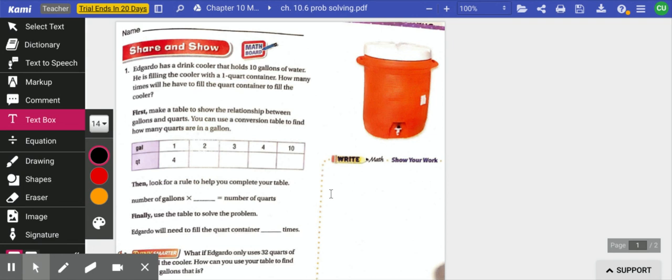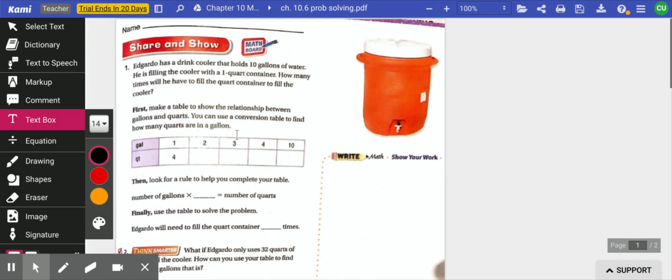Eduardo has a drinking cooler that holds 10 gallons of water. He's filling the cooler with a 1 quart container. How many times will he have to fill the quart container to fill the cooler? So they made a table, and you could pretty much see, if you remember from gallon person, 1 gallon equals 4 quarts. So there's your rule.